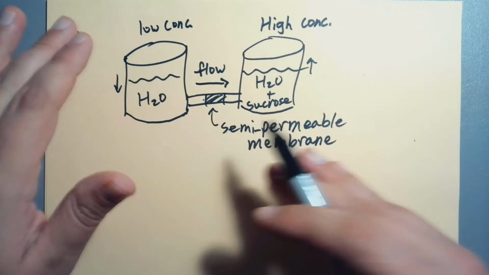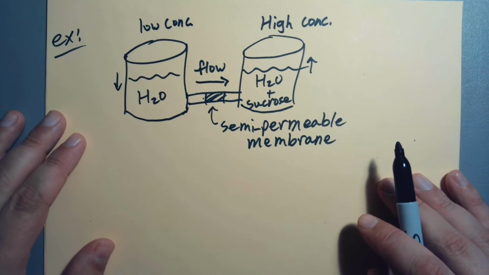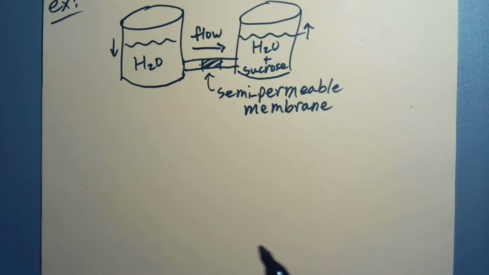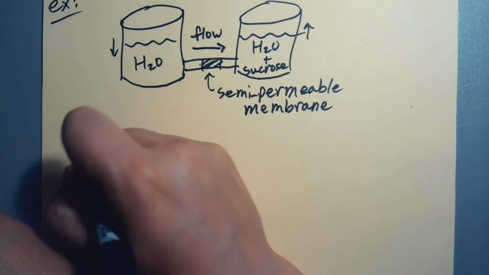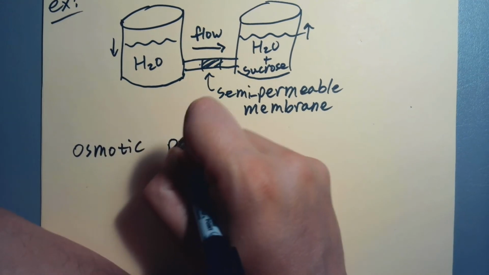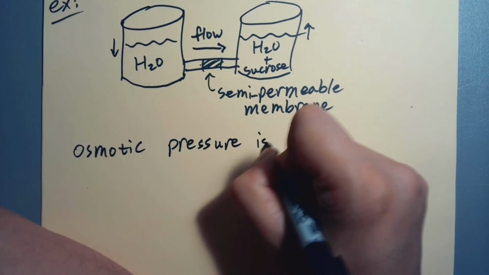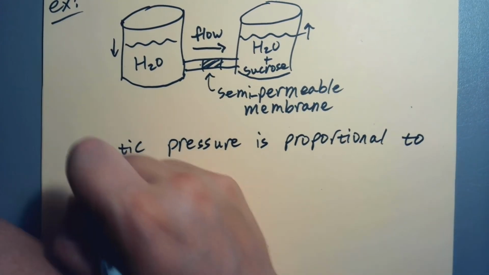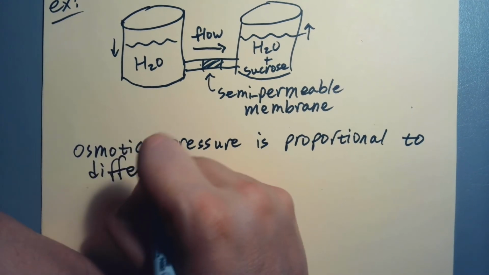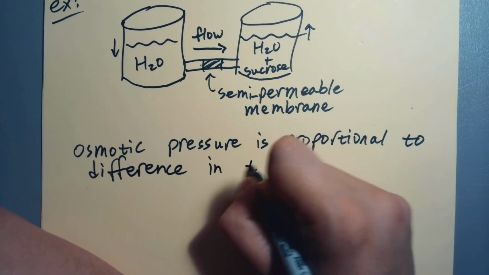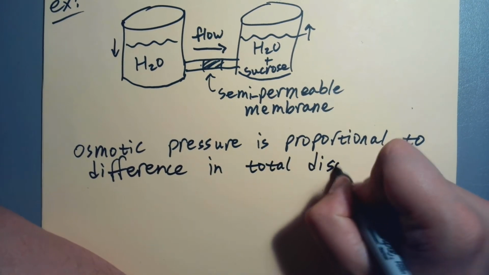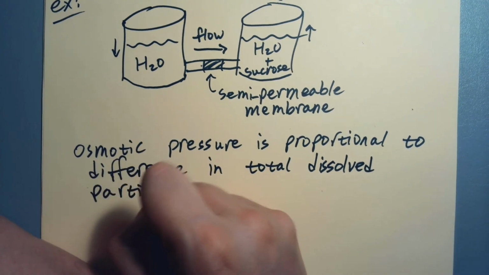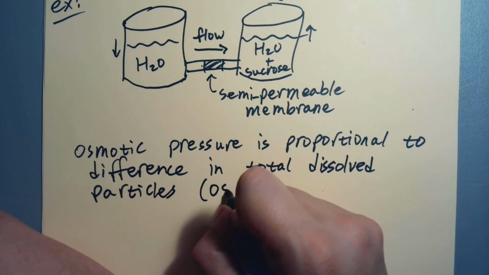So we get this uneven flow. We get a pressure. We get osmosis. We get osmotic pressure. Now, it's proportional to total dissolved particles. So, osmotic pressure is proportional to the difference in total dissolved particles, which is known as osmolarity.